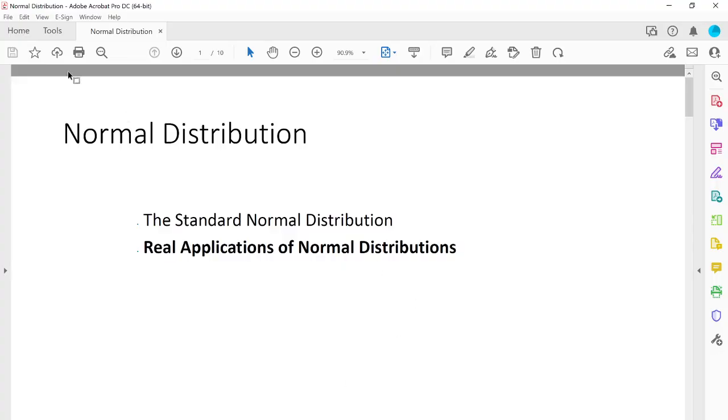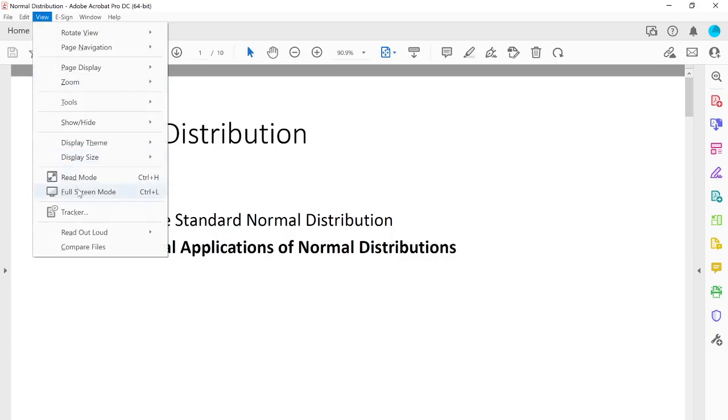Okay, normal distribution, that's the chapter topic. In the previous section, we discussed the standard normal distribution. And in this section, we're going to see some real life applications of normal distribution. Remember, there is a difference between the standard normal distribution and just a normal distribution.